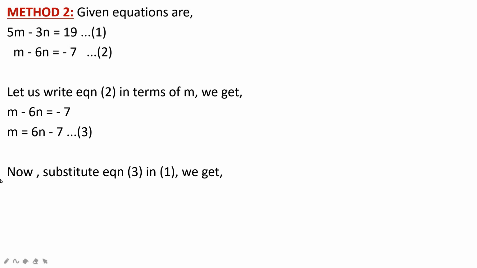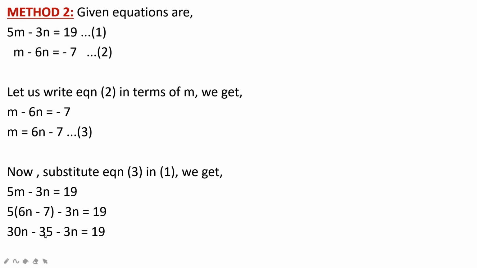So let's move ahead. Now I will substitute the value of m, that is 6n minus 7, in the first equation. So what will we get? We'll get 5m minus 3n, which is 19. And now 5 into 6n minus 7 minus 3n, which is equal to 19. So we have substituted the value of m over here. So 5 sixes are 30n minus 5 sevens are 35 minus 3n, which is equal to 19. So now what we will do is keep the variables on one side and send the constants to the other side.